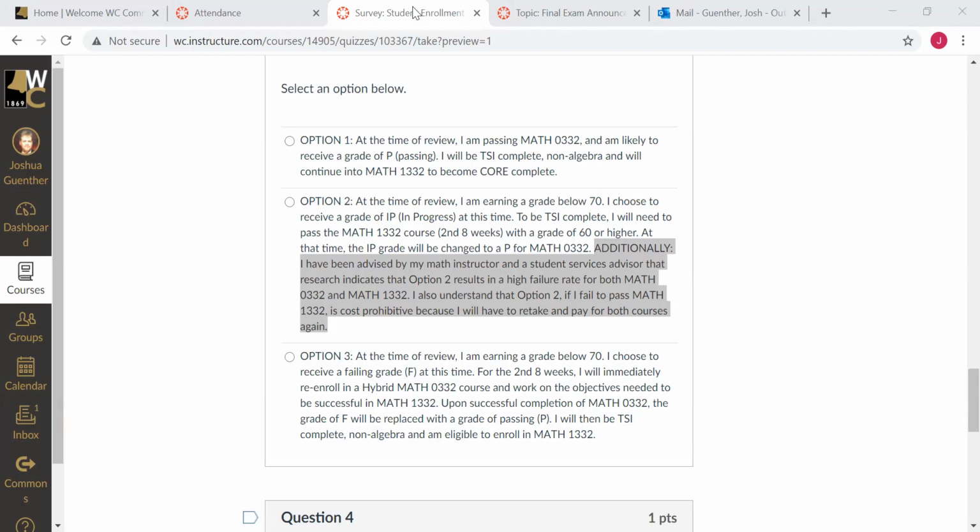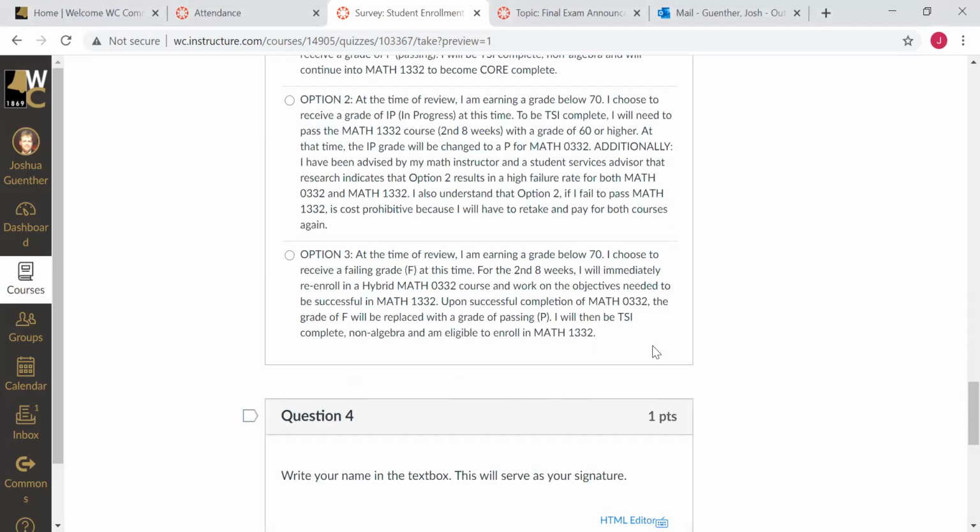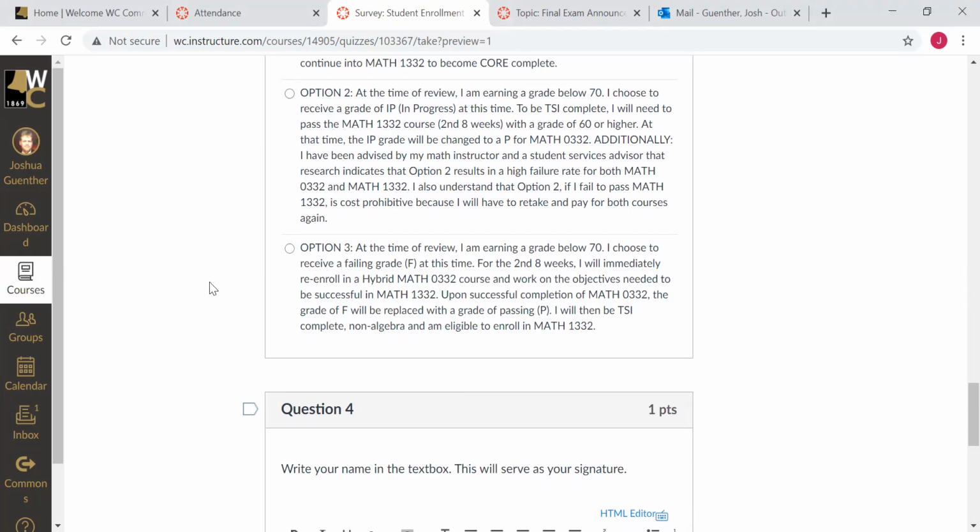Anywho, so that's just the realism of this all. Option 3, look, if you're just not passing right now, and you decide, you know what, I don't want to try and go on. I want to spend the second half of this fall semester taking a fallback course and reviewing the 0332 course, giving myself another chance to pass the 0332 portion. And then I'll be set up, if I pass it, to take 1332 next semester, maybe something like that. That's option 3. And so that's kind of like splitting the difference here.